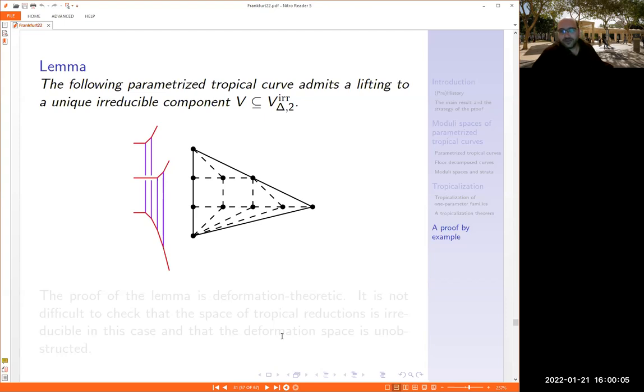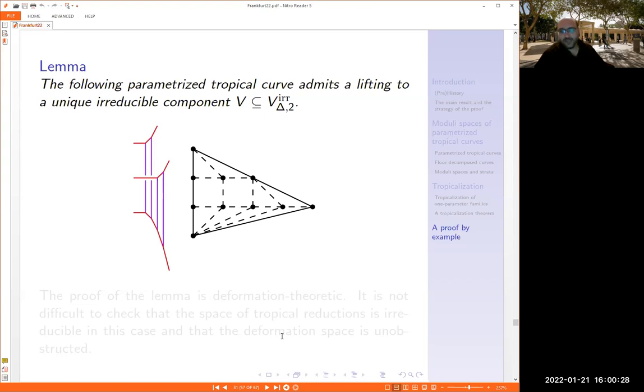So I draw here the dual subdivision and the actual curve. You can notice that this is a floor decomposed curve, and in fact all curves I will consider in the rest of the proof will also be floor decomposed. Okay, and on the right we have the dual subdivision defining this curve.